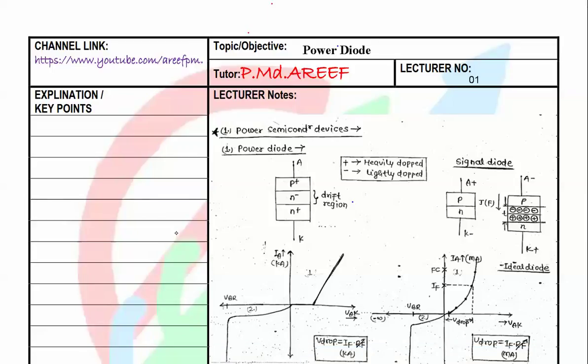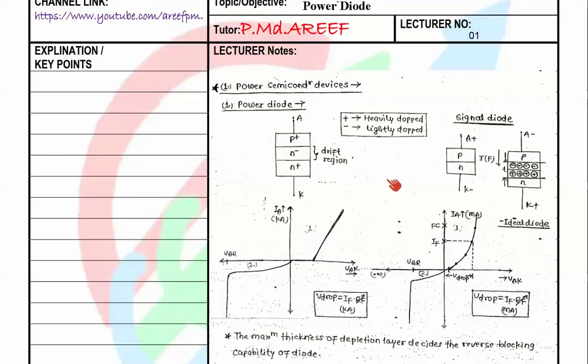Now, in this session, we will study the power diodes. So here we have the power diode structure, and here we have the signal diode structure. As you observe here, the difference between analog electronics and power electronics is the depletion layer, also known as the drift region here. So we are intentionally keeping a drift region here.